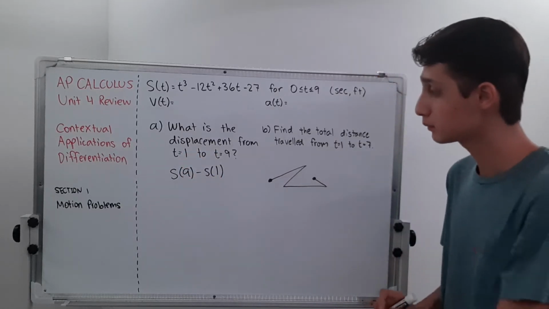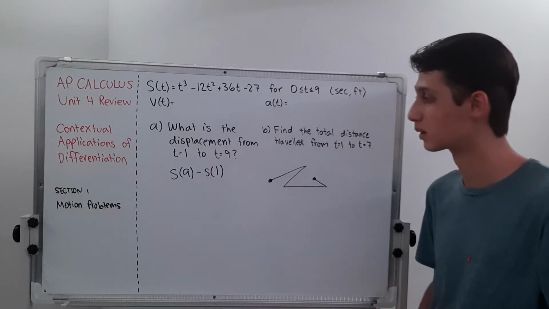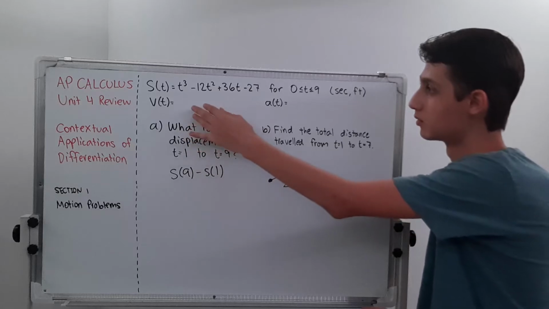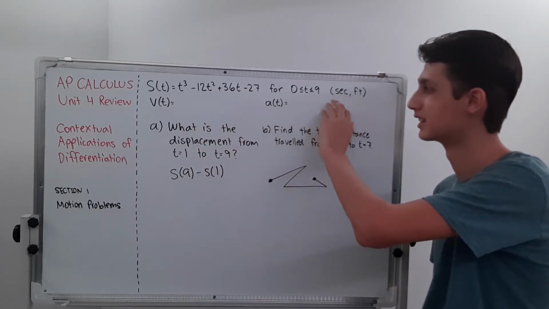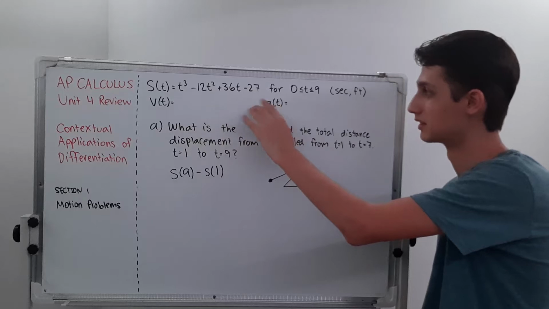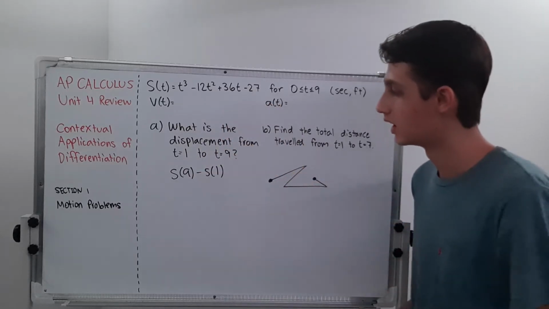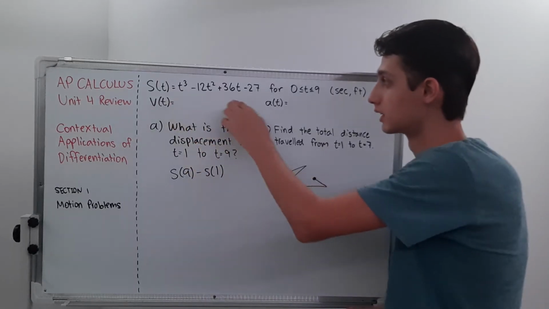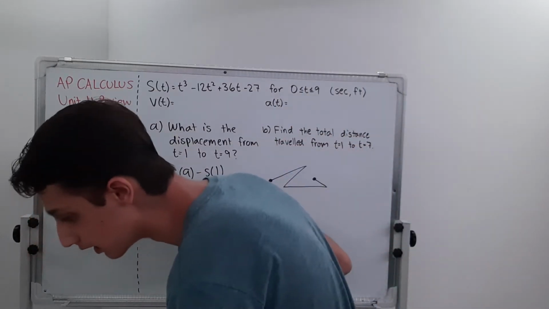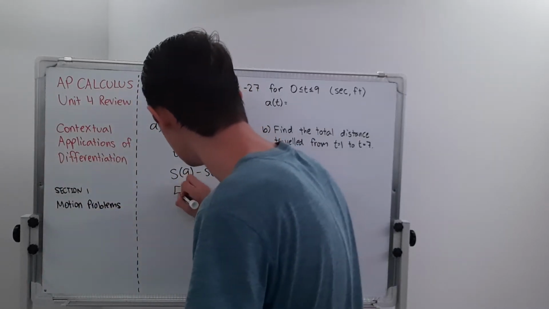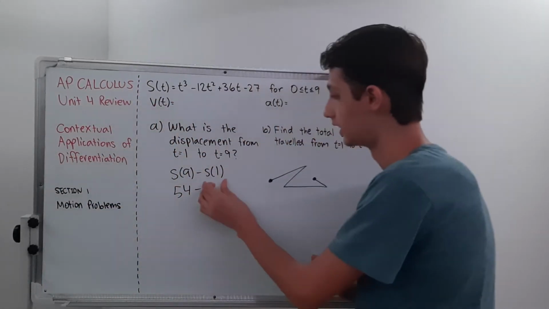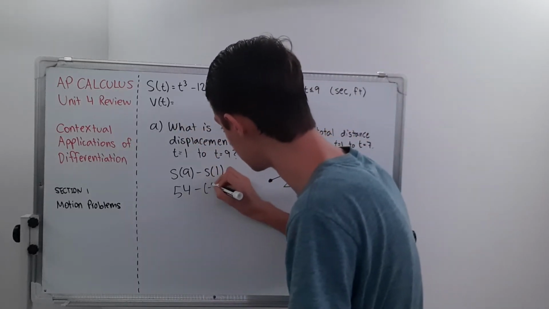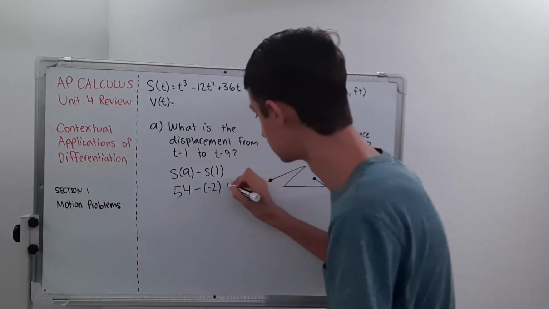Okay. And so from here, we could just plug it in. So we don't need any of our velocity or acceleration right now. I actually intended to solve these at the beginning of the video, but I'll do it after this problem. So s of 9 minus s of 1. So s of 9, you just plug 9 into here, and you are going to get 54. So it's 54 minus s of 1. If you plug 1 into this, you're going to get negative 2. So it's 54 plus 2, which is 56.